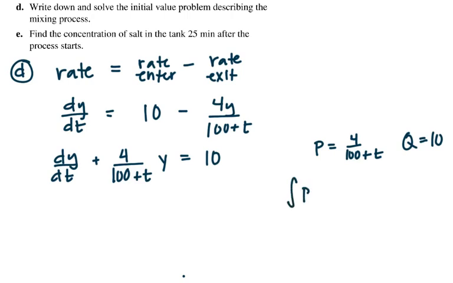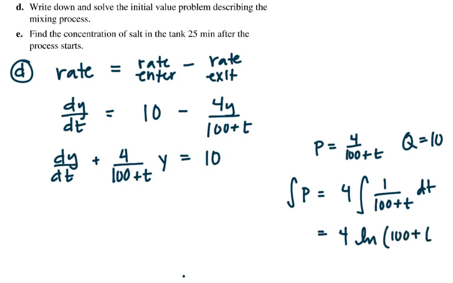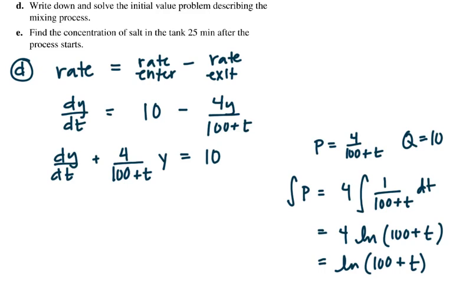So the integral of P is the integral. We can pull that 4 out in front. So I'll say 4 integral 1 over 100 plus t dt. And that integral is the natural log of 100 plus t. Technically absolute value bars, but because we're dealing with time, which has to be positive, we can drop those. And I can take it one step further and say that's the natural log of 100 plus t to the 4th power.